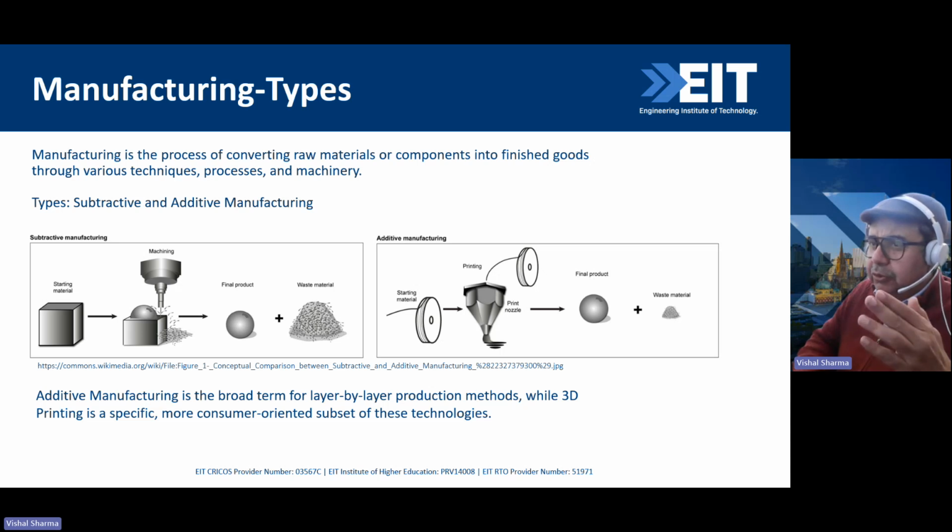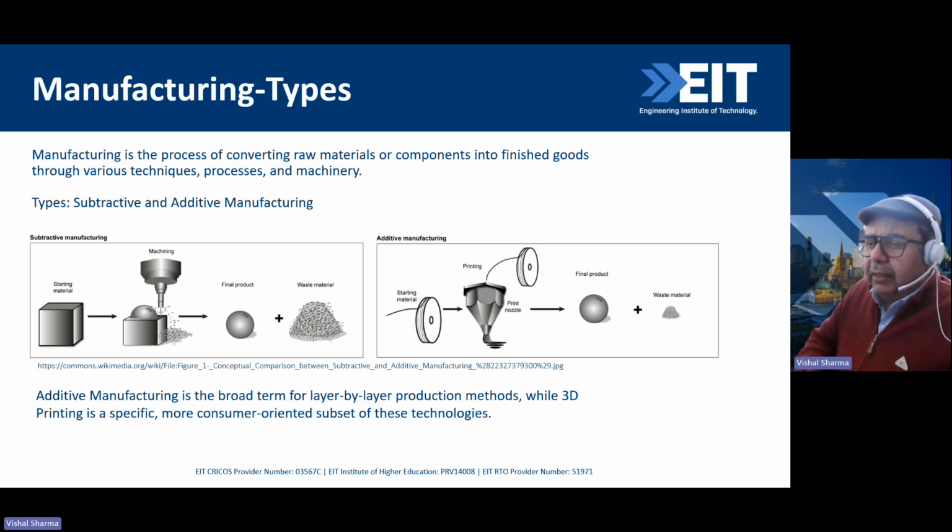Now, in contrast to subtractive manufacturing, we have additive manufacturing. So as the name says, we are not removing the material. Here we are adding material layer by layer in order to produce a certain shape or a certain part. So when it is subtractive manufacturing, what we end up getting is a lot of material is wasted as compared to additive manufacturing. Additive manufacturing waste material is quite less as compared to subtractive manufacturing.